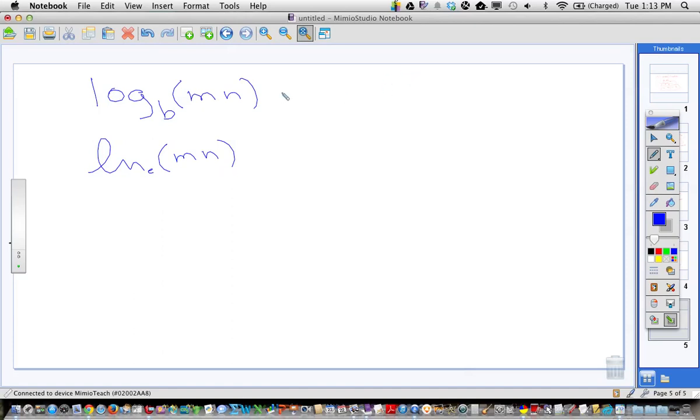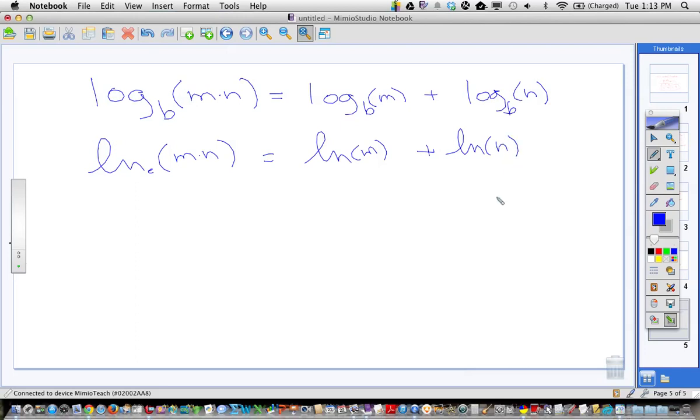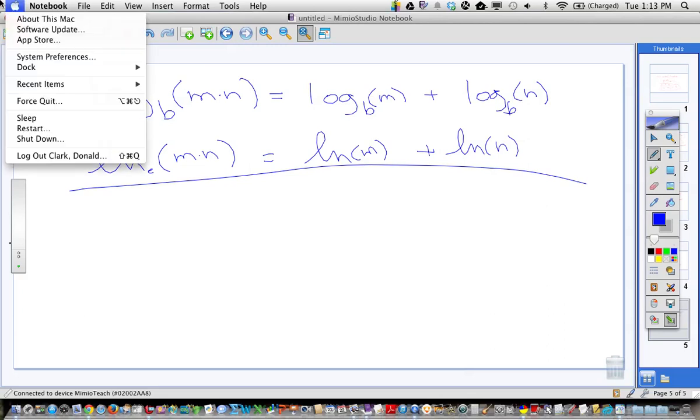Okay? Well, the rule I want to show here is if you're multiplying these, okay, you can do what with that? You can break them into addition. Okay? And the same thing is true with natural log. So this would be ln m plus ln n. Right? We can split those apart. So anytime you're multiplying inside the log, okay, and again, that's why we want to put those parentheses. When I talk about inside the log, that's what I'm talking about, is inside the parentheses, the input of the function.